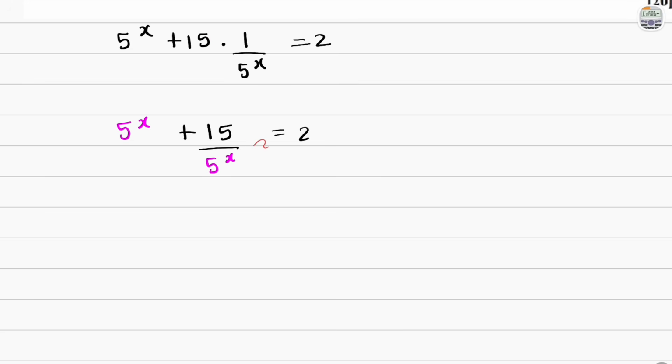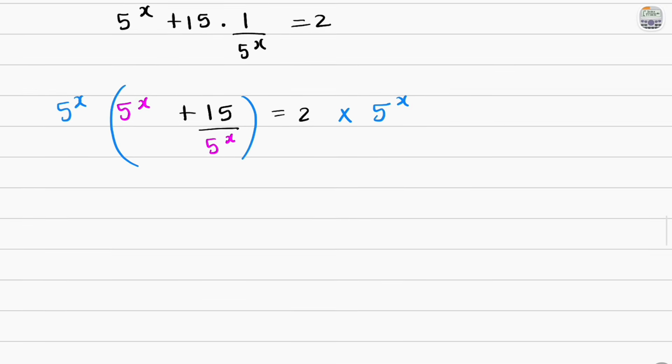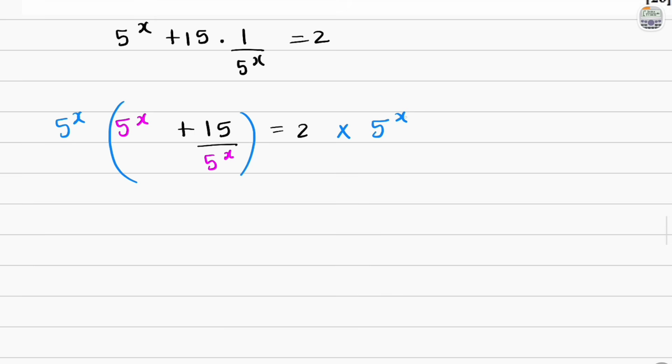So we can get rid of that by multiplying both hand sides by 5 to the power of x, just to get rid of that 5 to the power of x in the denominator. So this is 5 to the power of x. And now we have, now for the purpose of understanding and when we get to the factorization, let me actually just show you the k method.